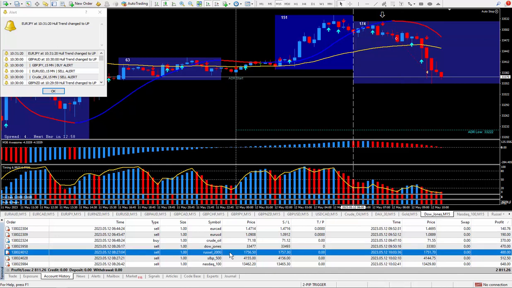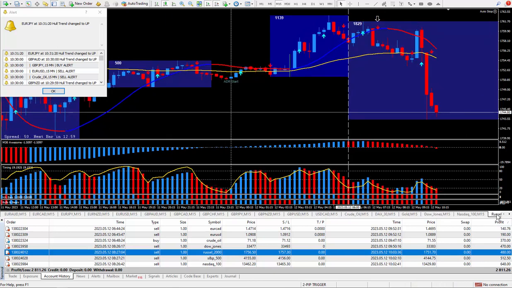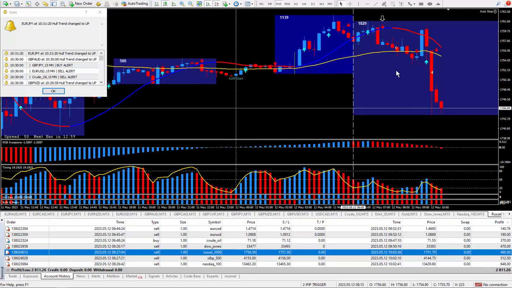Okay, let's move on to the next trade, which is the Russell. Now on this Russell here, it does pay $10 for each tick. Looking at the money, this should be 48 ticks. Let's see where I got in at. Another one, exactly the same as the other one.